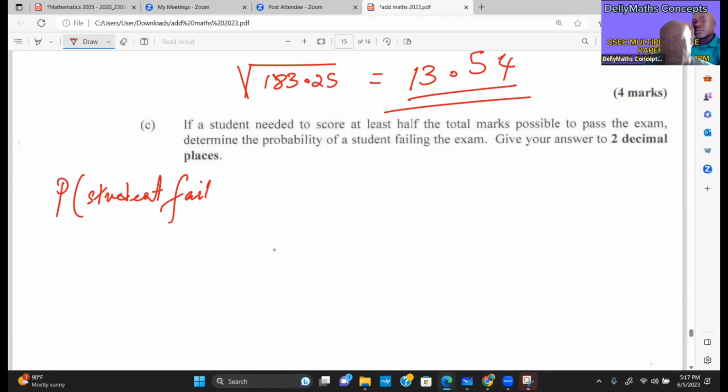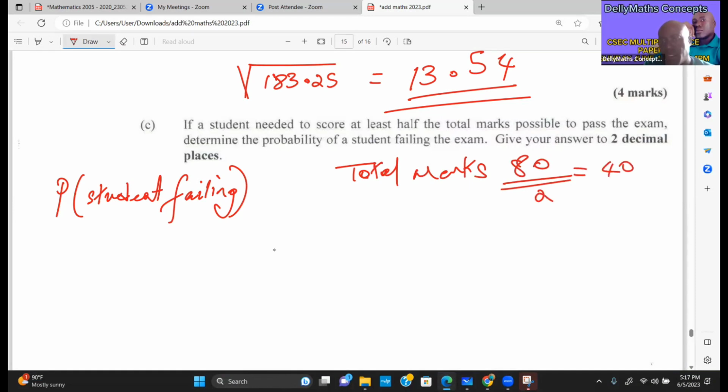So the context of the question, they're telling us that you need half to pass, right? The test's total marks was 80. All right, so half of 80 is 40. This is to pass. So if you score 40 or more, right? So we're talking about to pass, you want to score greater than or equal to 40 and you pass.